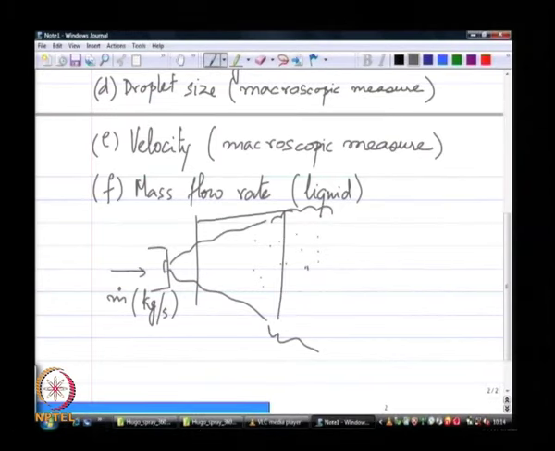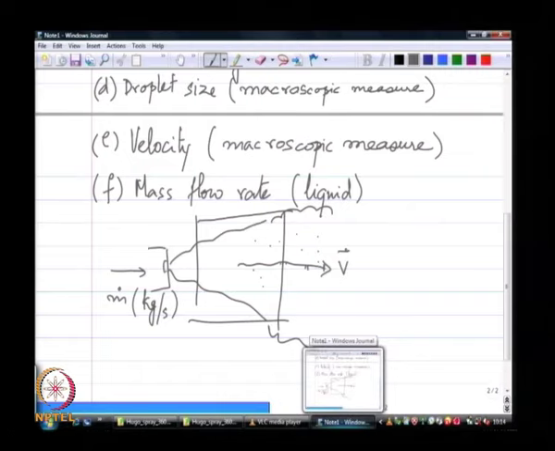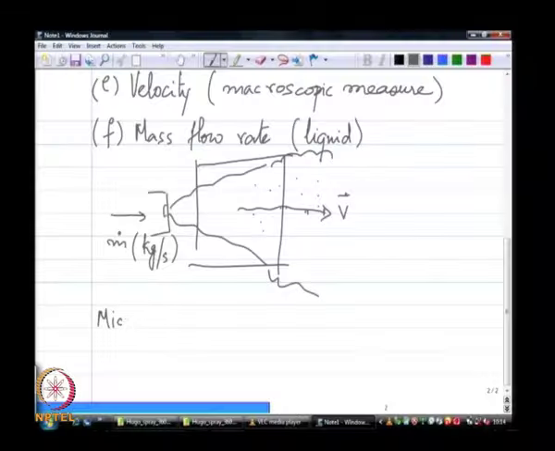Now, talking of velocity, there are two kinds of velocities. The reason I wrote down macroscopic measure is because I want to know in a bulk sense: if I take a whole bulk of this spray, what is the velocity vector of that bulk? But really, it is not of use to know what this whole bulk is doing. I want to know what different points in the spray are doing. Therefore, there is a need to understand sprays using microscopic measures.